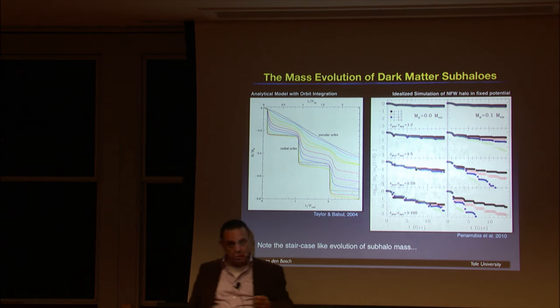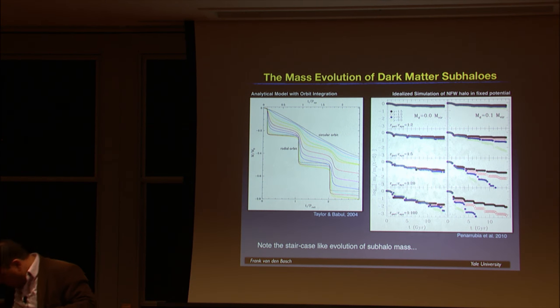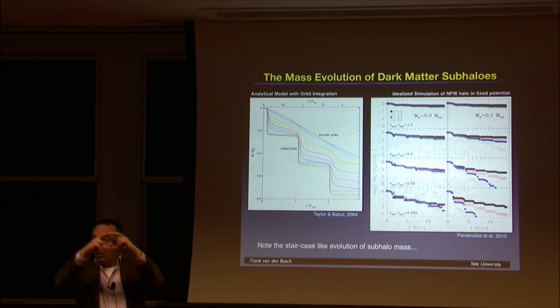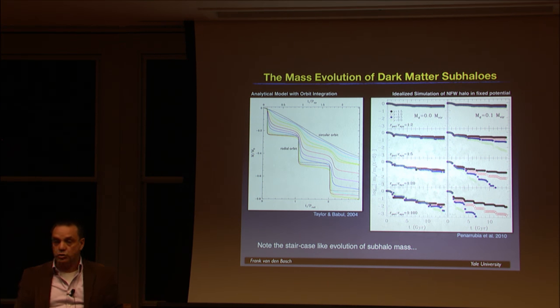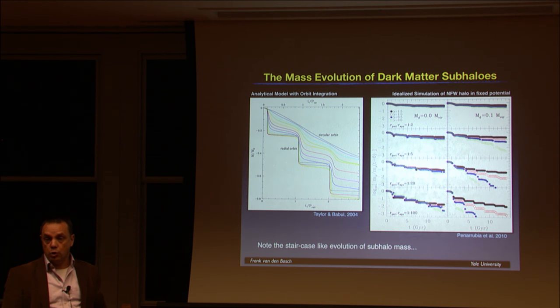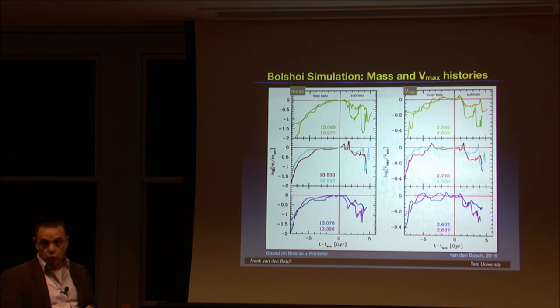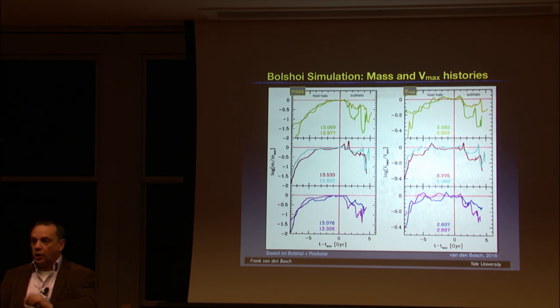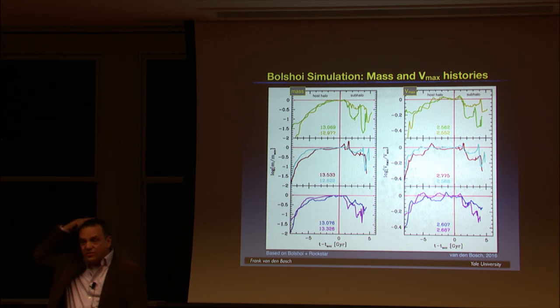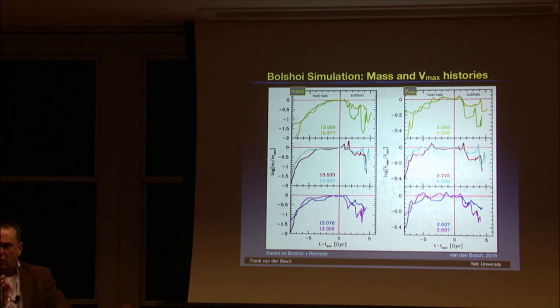This is Jorge Peñarrubia's idealized N-body experiment, where what he did is he takes an N-body subhalo which he evolves along an orbit in a fixed analytical host halo potential. And you see the same thing. The mass just undergoes these little steps every time you have a pericentric passage. So this is what we expect should happen. What does the Bolshoi simulation look like? Here's the answer. These are 6 randomly selected, and I swear to God, these are randomly selected halos. The only requirement is that at accretion they need to have more than 15,000 particles, because I don't want to look at close to the 50 particle limit.